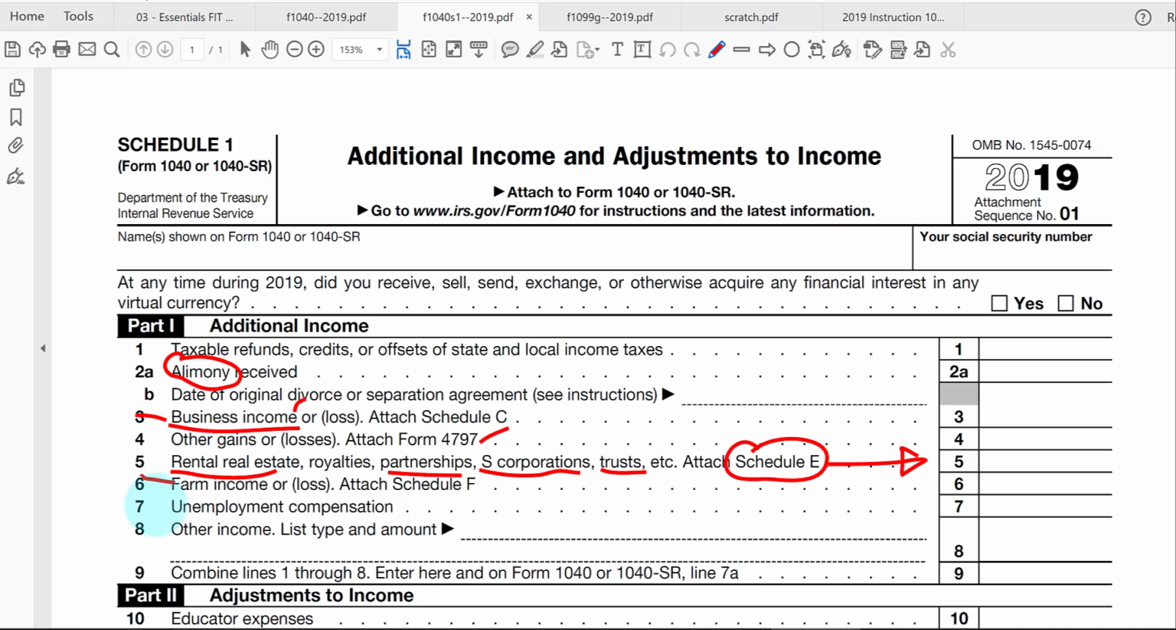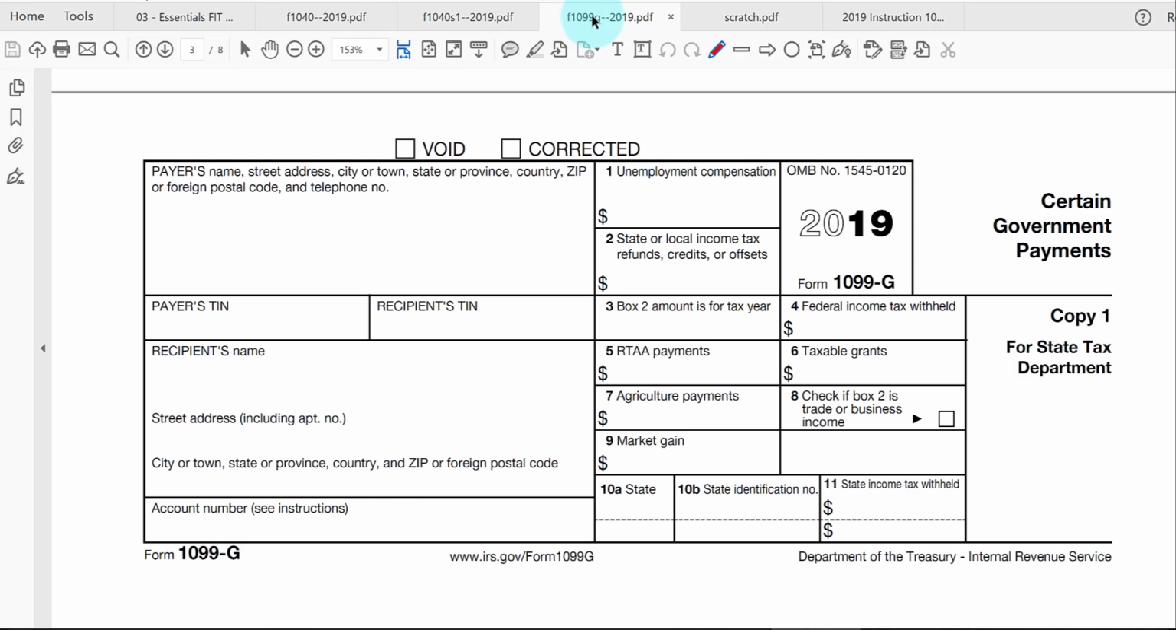Let's talk about unemployment. A big topic now during this pandemic for COVID-19. A lot of people, especially here in Hawaii, are unemployed. So after the year's over, the government is going to send them this form, a 1099-G for government. And the dollar amount of the unemployment pay received during the year is going to be reported in box 1.